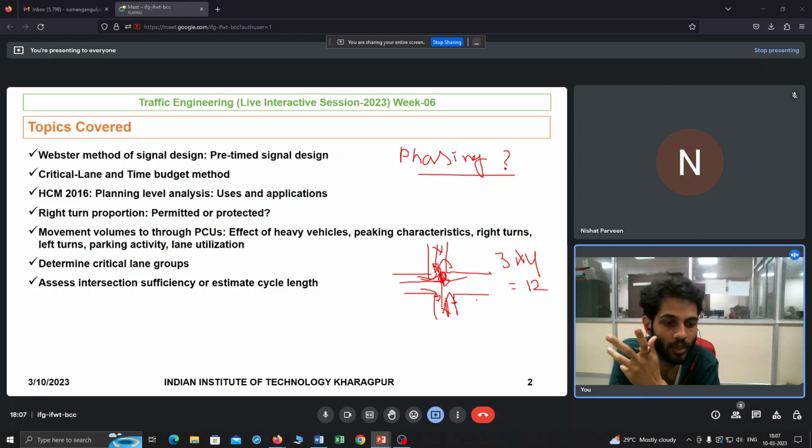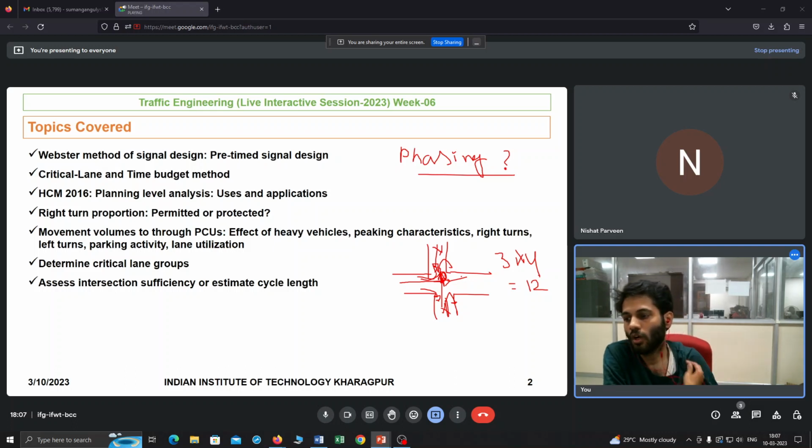So what should be the optimal phasing, that we have to decide, right? So that's why there are different analyses on how to actually decide the number of phasing. Should we go for a 2-phase signal, should we go for a 3-phase signal, should we go for a 4-phase signal, right? You have to decide as a traffic engineer or as a planning engineer. So once that is decided, now the question is how to even know what the signal length is.